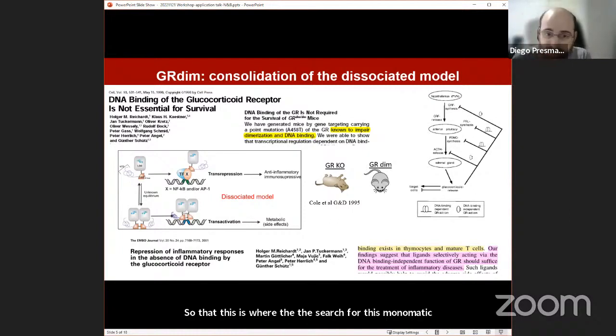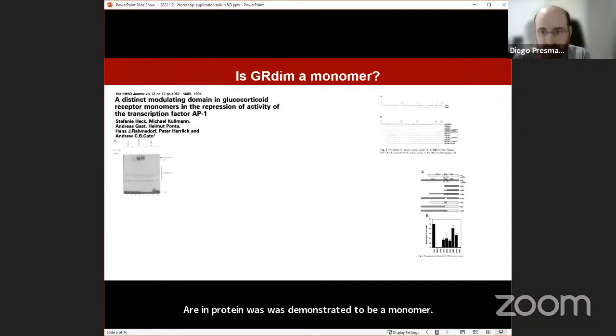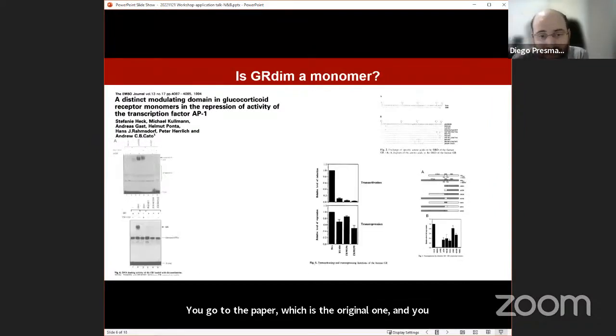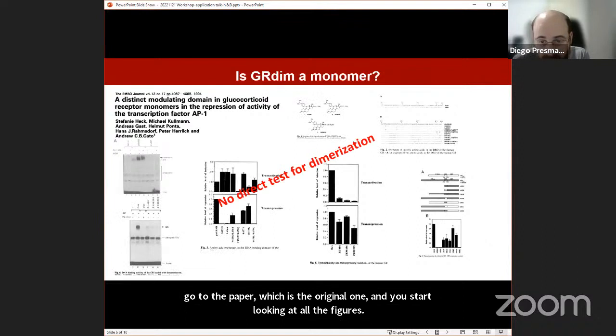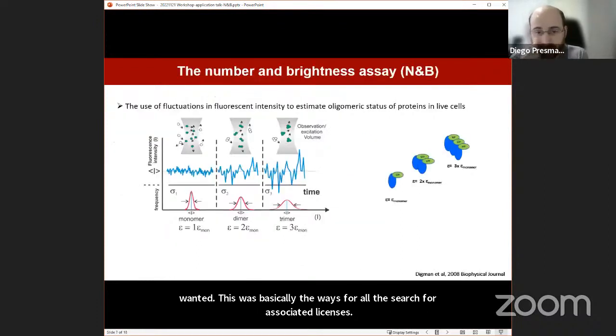But if you look at the original data on how this GRdim protein was demonstrated to be a monomer, you go to this paper, which is the original one, and you start looking at all the figures, okay? And suddenly you cannot find any direct nor indirect evidence for, or any test of, dimerization. However, this was basically the base for all the search for dissociated ligands. So this is where we started working on this.